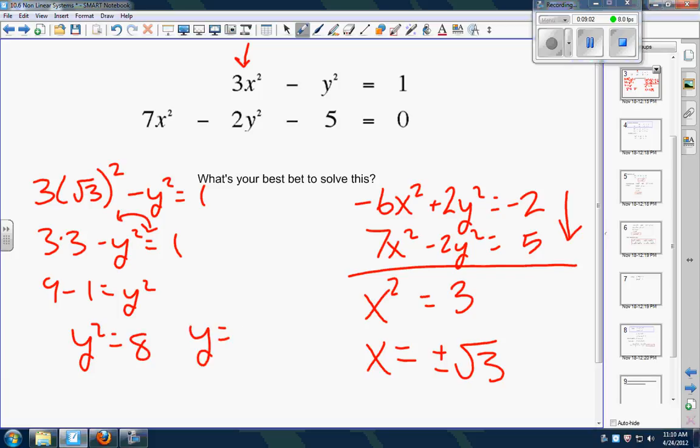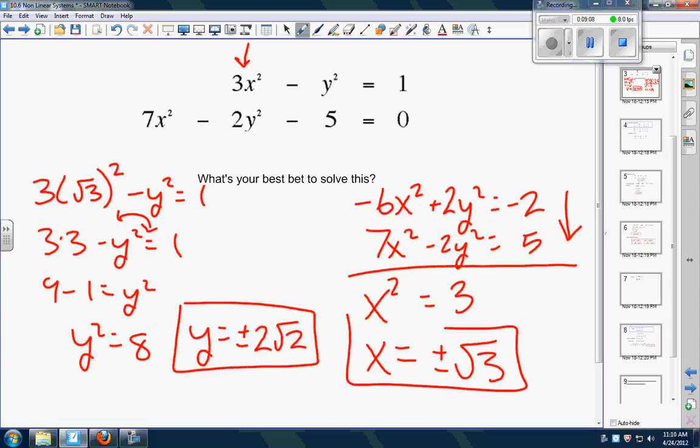So that means y equals plus or minus 2 square root of 2, because we don't want to leave square roots of 8. Now notice if I plugged in a negative square root of 3 here, when I squared it, I'd still get the exact same thing anyway. So there's my 4 solutions.